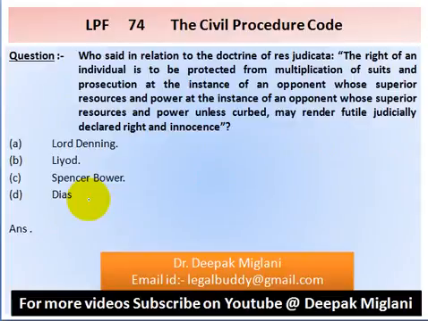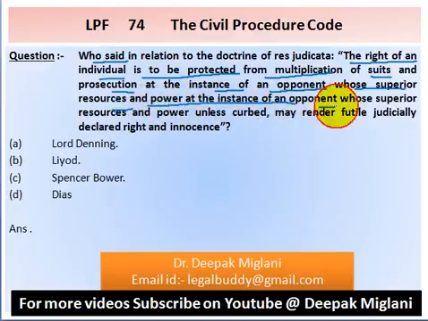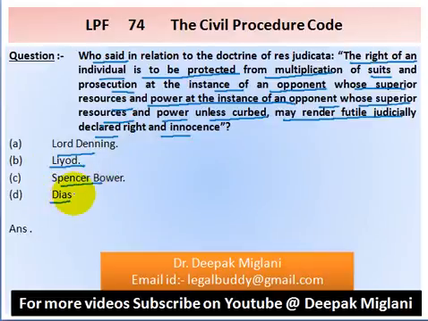Question number 74. Who said, in relation to the doctrine of res judicata, the right of an individual is to be protected from multiplication of suits and prosecution at the instance of an opponent whose superior resources and power, unless curbed, may render futile judicially declared right and innocence? Option A, Lord Denning. Option B, Lloyd. Option C, Spencer Bower. Option D, Dicey. Answer is option C. C is the answer.